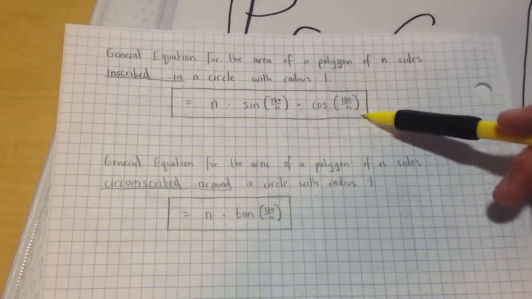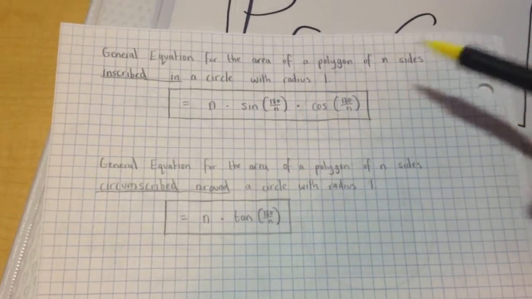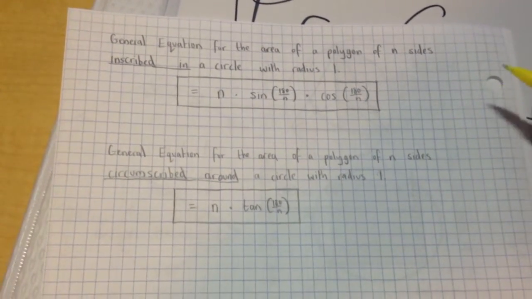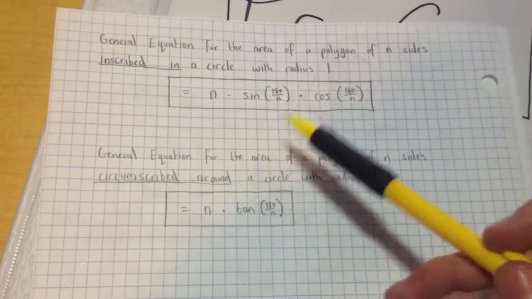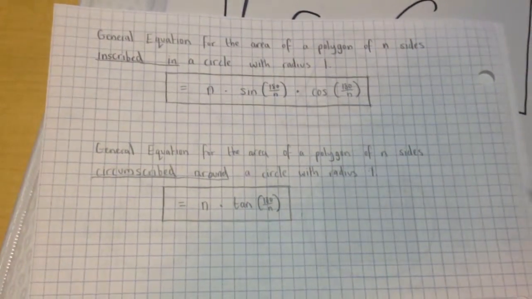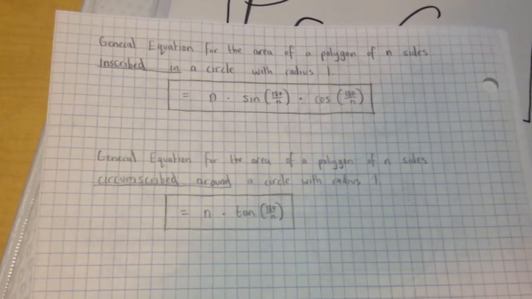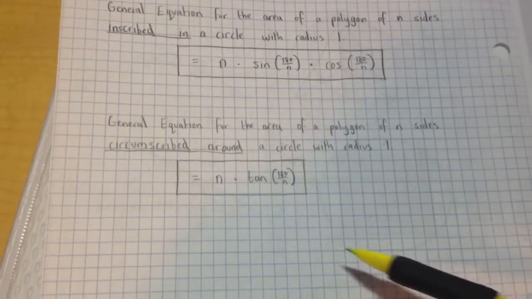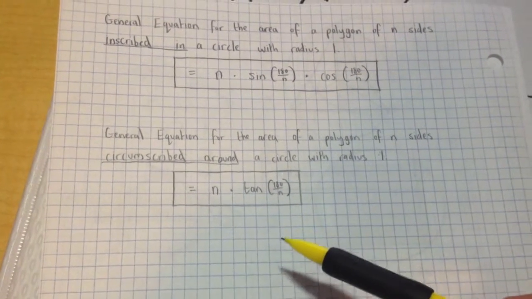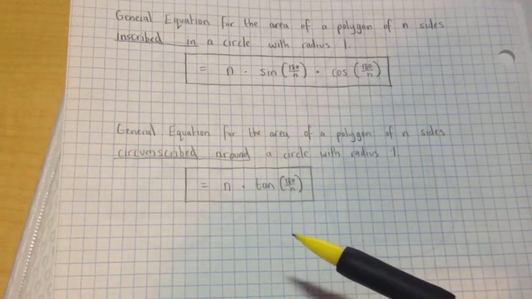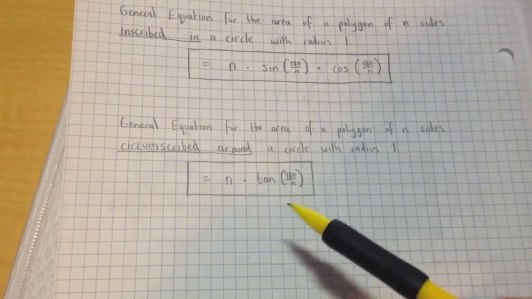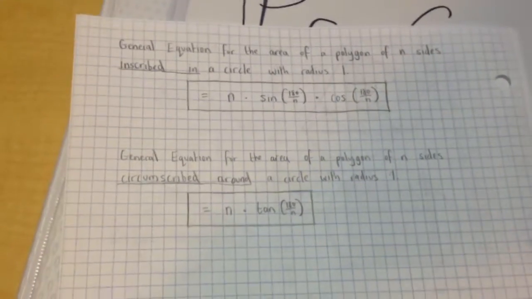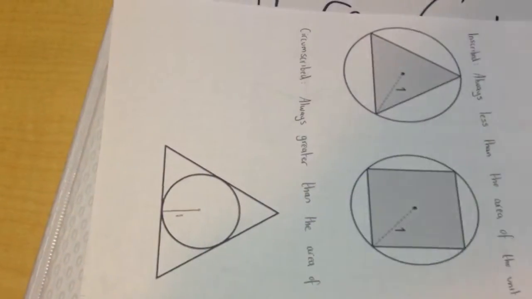So you can see here that the area of a polygon of n sides inscribed in a circle with a radius 1, the equation is going to be n times sine of 180 divided by n times cosine of 180 divided by n. And if you look down here, you can see that that's very different from the equation of a polygon of n sides circumscribed around a circle with a radius 1. That's going to equal n times tangent of 180 divided by n. But I think an important piece of this is shown more clearly here.